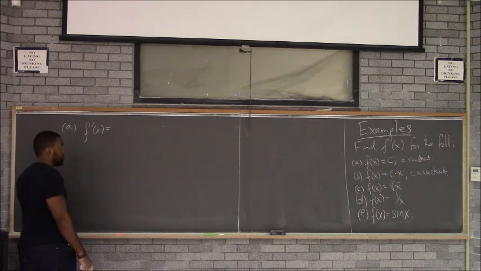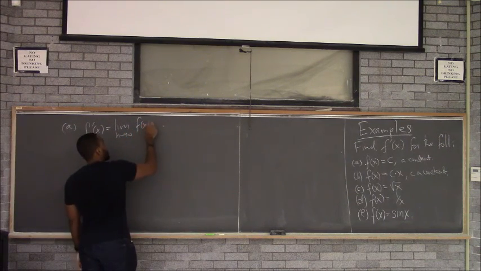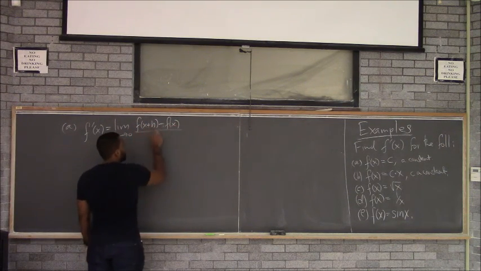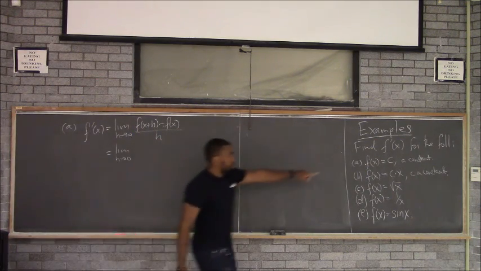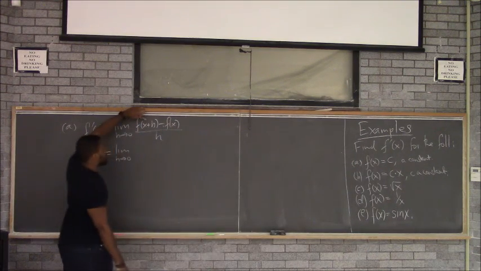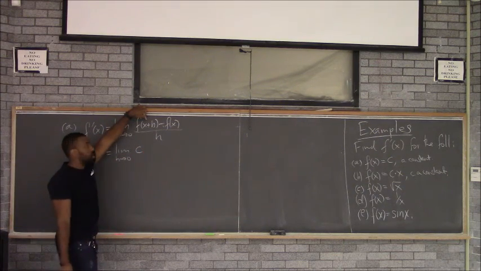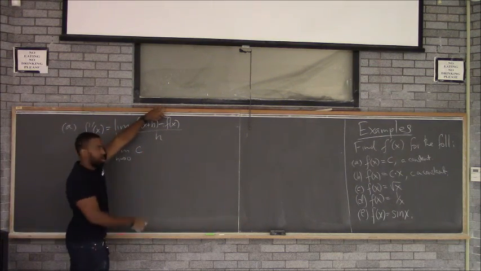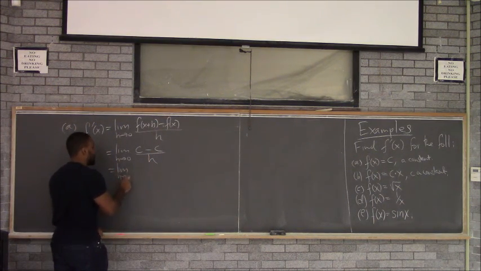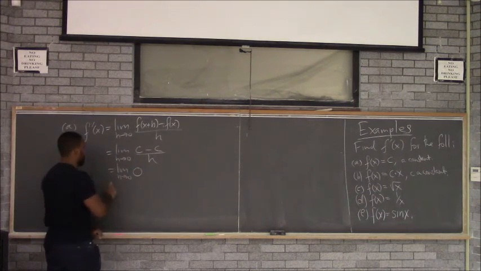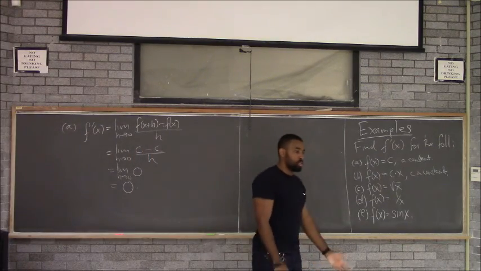The limit as h approaches 0 of f of x plus h minus f of x. Now for this function, f of x equals c, what is f of x plus h? It's still just c, right? There's no x to plug in. What is f of x? Well, it's c. So that's just the limit as h approaches 0 of, well, 0. That's 0.